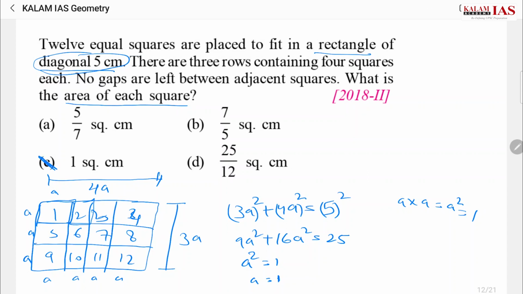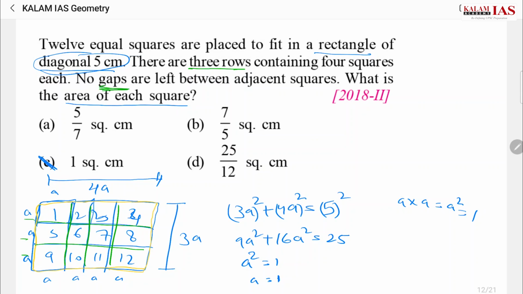We have simply represented the question in a diagrammatic form. This is the rectangle which is given. It has a diagonal of length 5 centimeter, and it is given 12 equal squares. So basically we divided the entire rectangle into 12 equal parts because there is no gap. There are 3 rows, row 1, row 2, row 3, and there are no gaps between the adjacent squares.